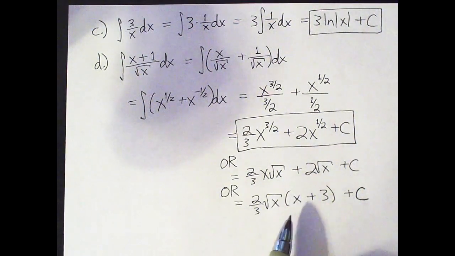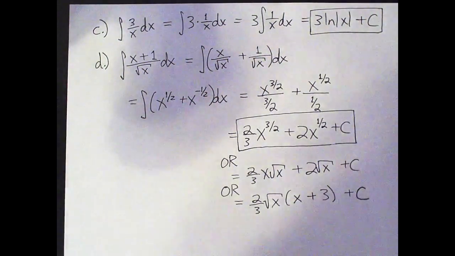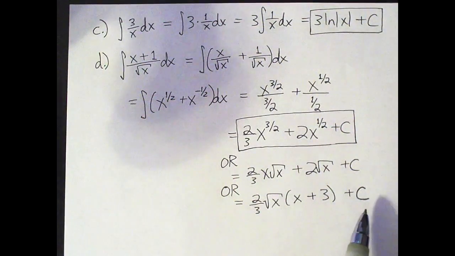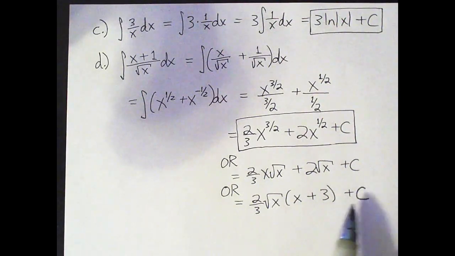If you do something like this where you factor something out, just make sure that the plus c is all the way on the outside. The plus c should not be inside the parentheses. And the plus c should also not be under a square root symbol or anything like that. It should be just kind of floating out there by itself.